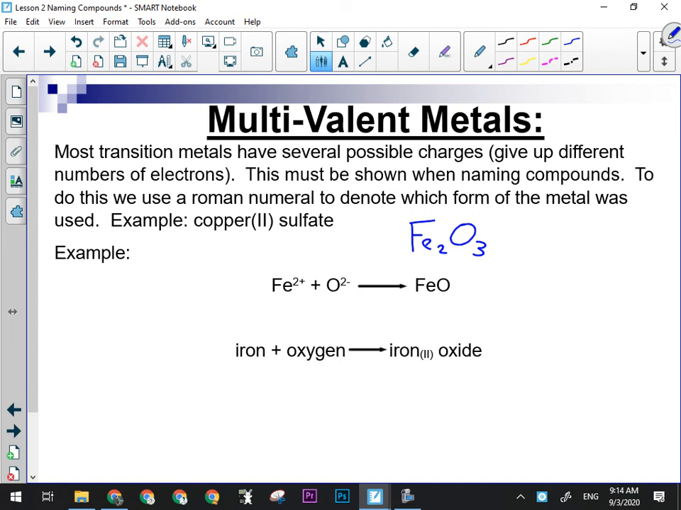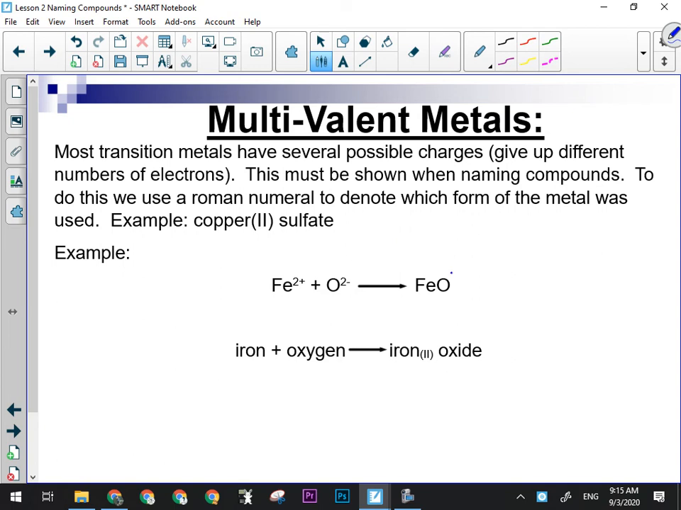Now you're probably looking at that and going, okay, that sounds great. How do I know which one? Okay, the answer is you actually have to go backwards on your formula. So if I'm looking at, I'll just erase this one for now. If I'm looking at this particular compound here, I need to figure out what charge iron had, 2 or 3, because it could be either one. So what I do is I look at my non-metal. My non-metal is only going to have 1 charge. There are no multivalent non-metals, so I can use it to figure out what the charge on the metal would be.